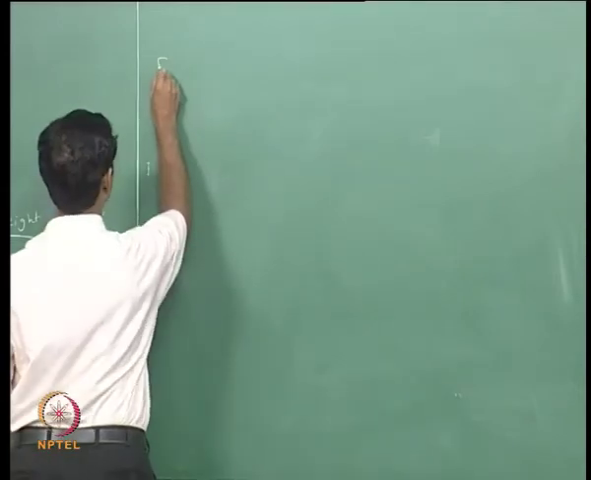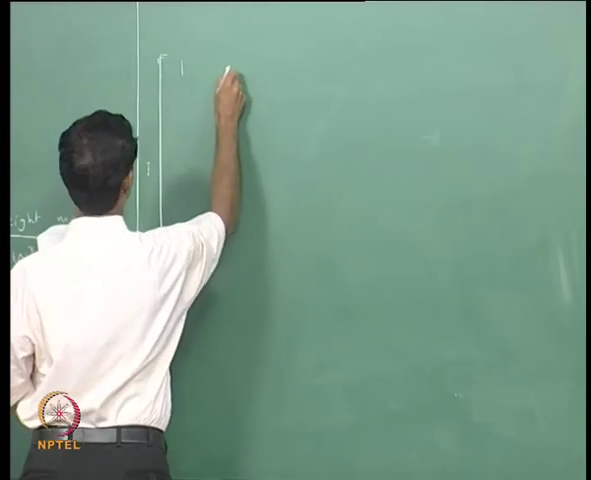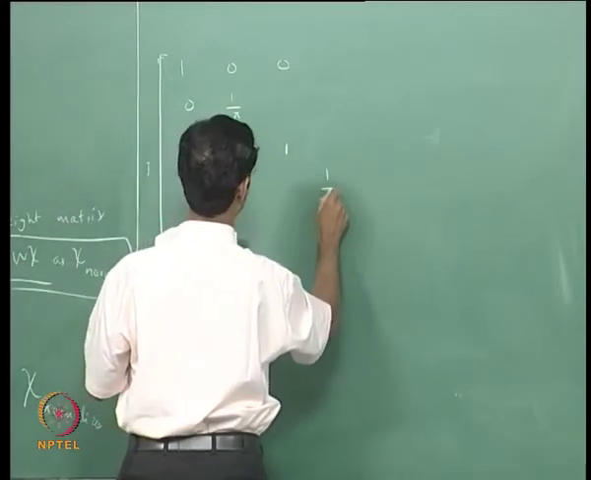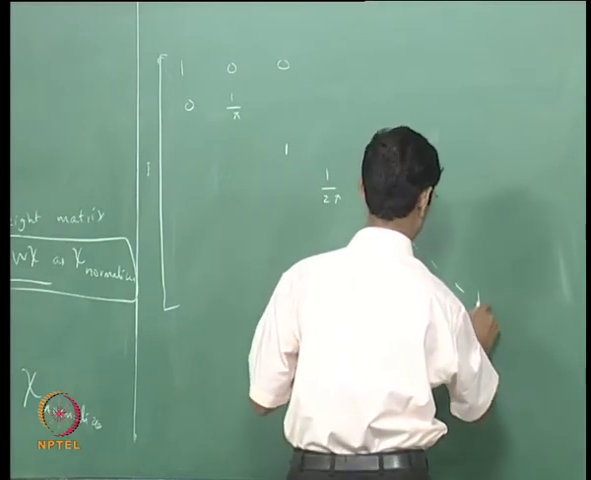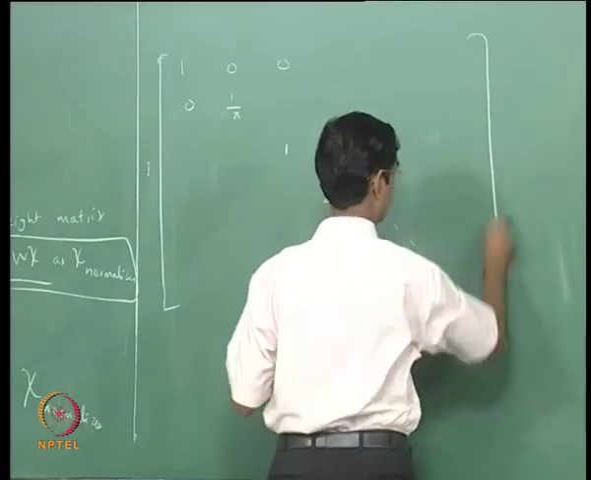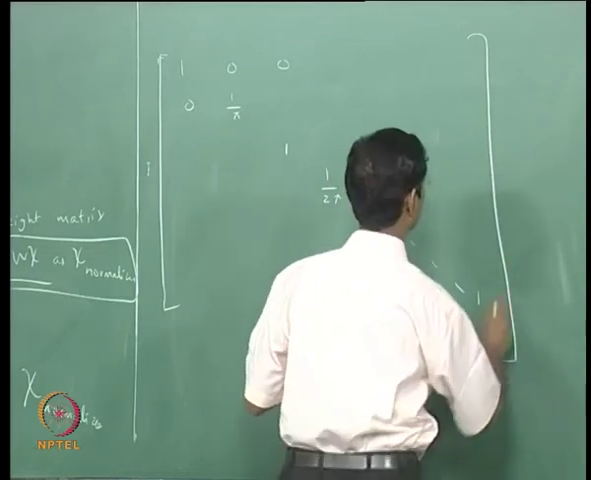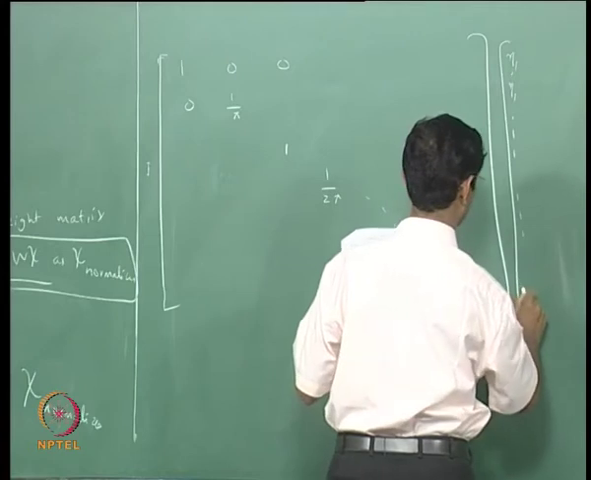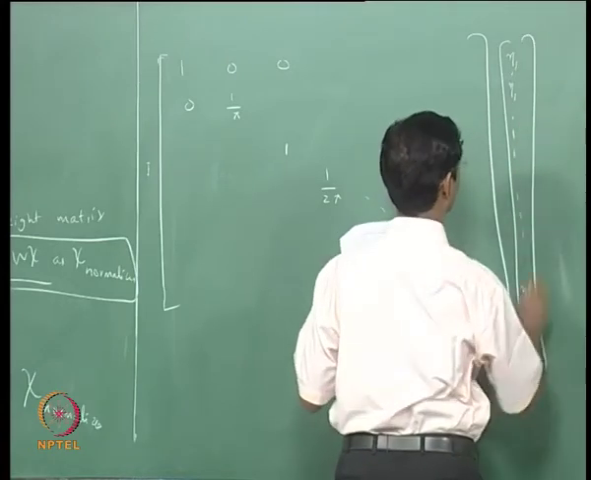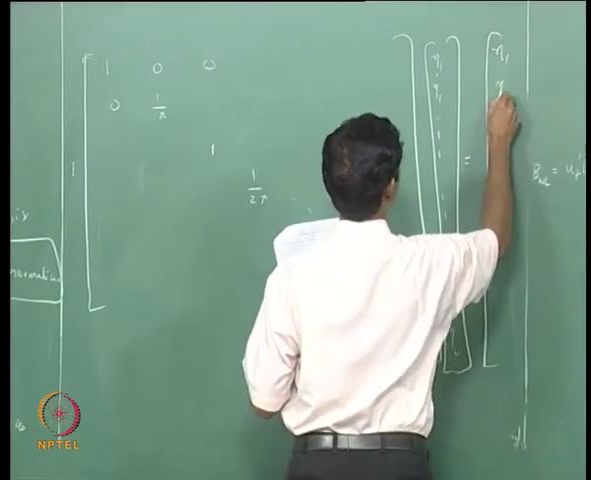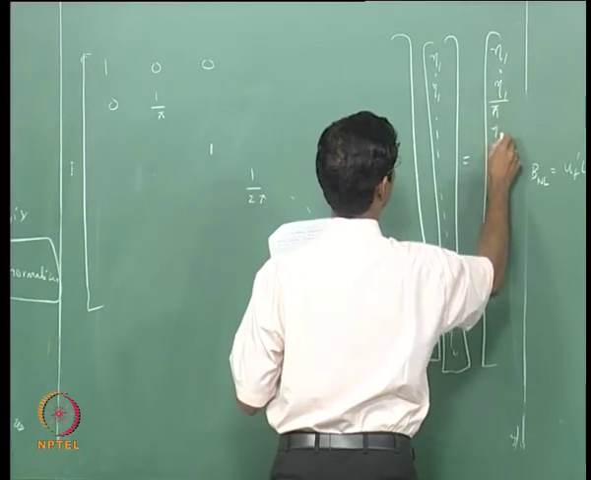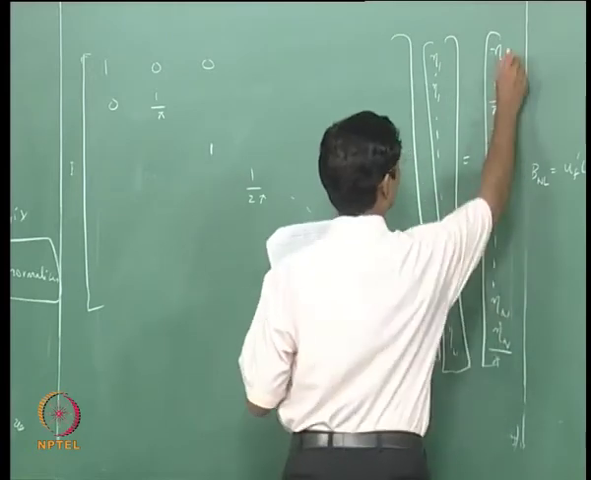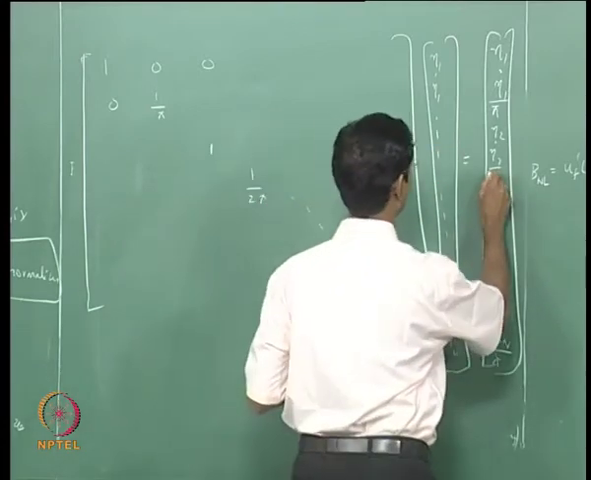So what I would do is my W would be 1, 0 and all zeros, 1 over pi, and I have 1 over 2 pi, 1 over n pi. So if I take this and multiply it by eta 1 dot, eta n dot, what I would get would be eta 1 dot by pi, eta 2 dot over pi, eta n dot over pi. Sorry, it is 2 pi, this is n pi, thanks a lot.